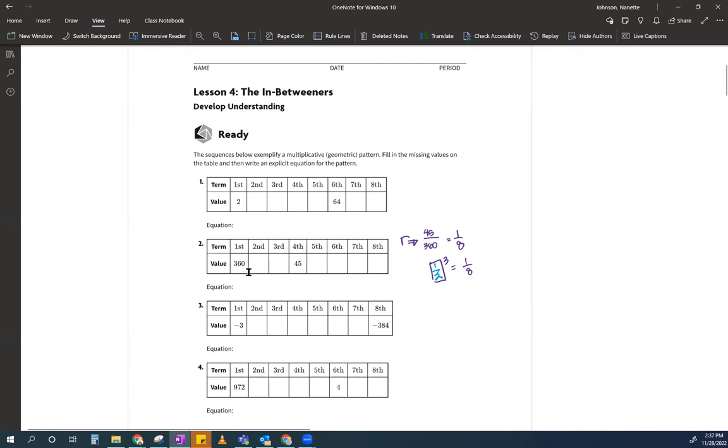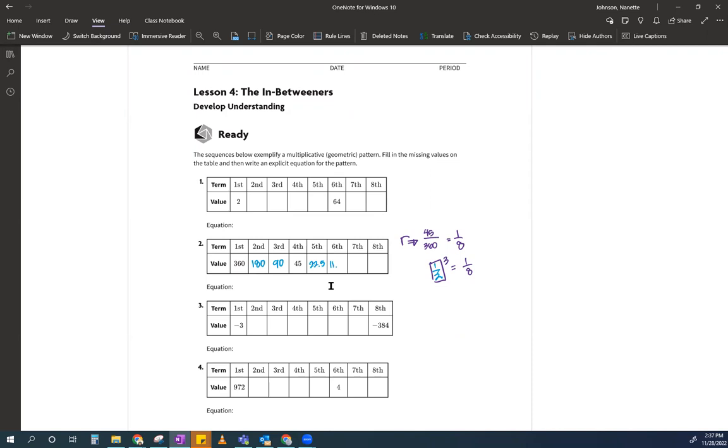So what I'm going to do is multiply every single term by half to fill in this table. So half of 360 is 180. Half of 180 is 90. Half of 90 is 45, which means we're in a good spot because we landed there. And then we're going to keep taking halves all the way through. Half of 45 is 22.5. Half of 22.5 is going to be 11.25.